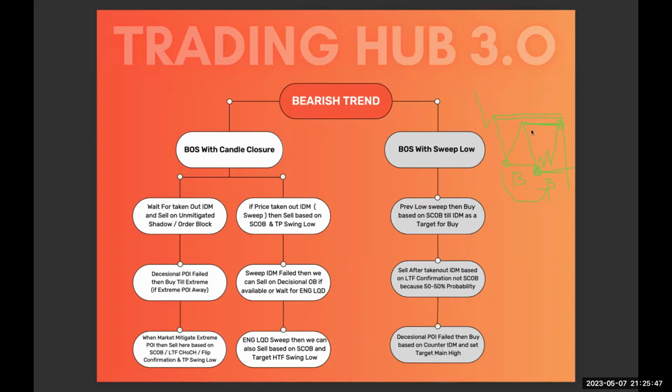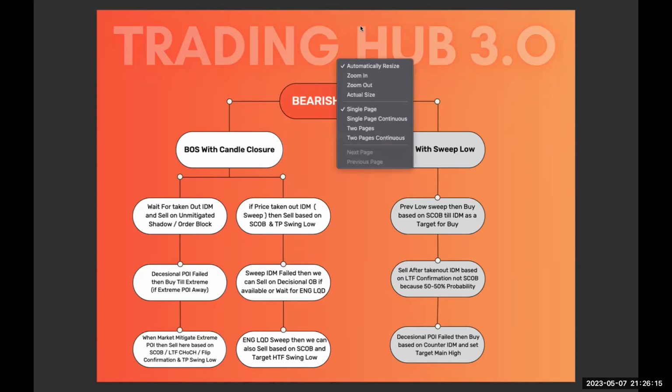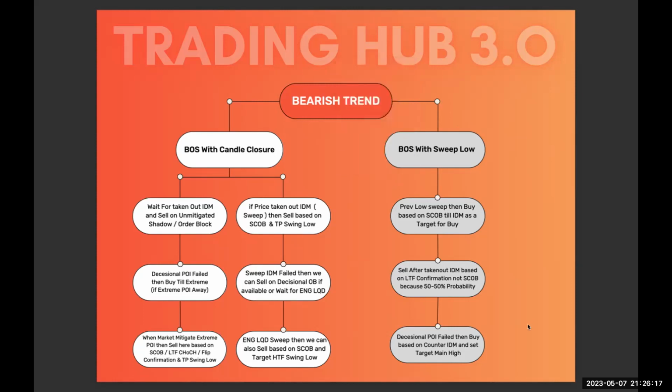Exactly. What happens if this is your counter trend, like IDM, this one? This one has failed, and then you have to buy here and target this high, right? Why? Because of the low sweep here and the probability that the market can reverse to the upside. So you have to target the main high here. All right. Now switch to the next one.